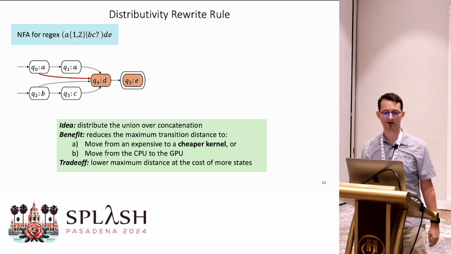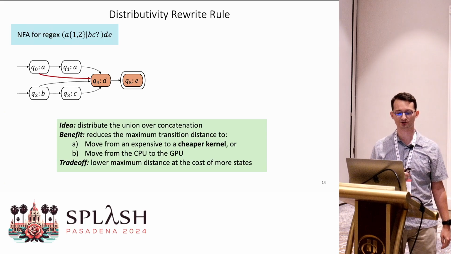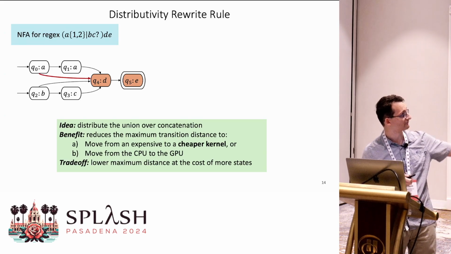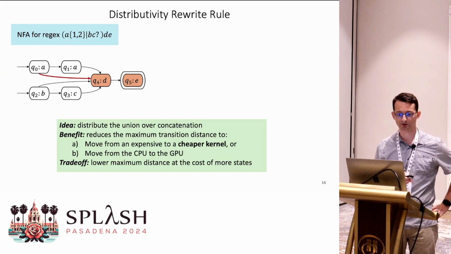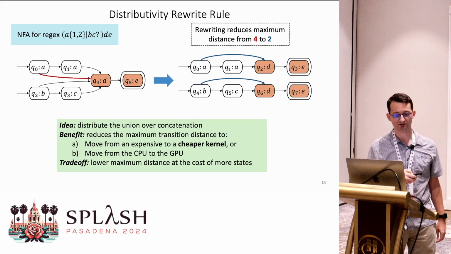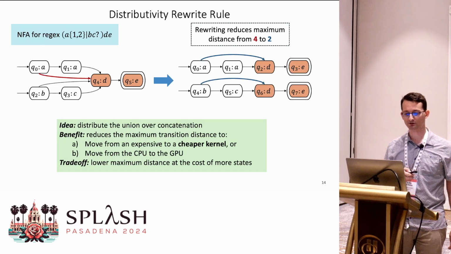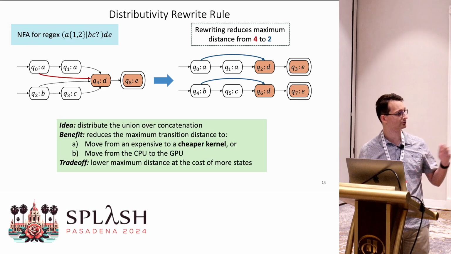Now let's talk a bit more about the rewrite rules that we use. The first one is called the distributivity rewrite rule. The main idea is to distribute the union over concatenation to reduce the maximum transition distance. Here we have this NFA, and as you can see, the transition with the longest distance is the one in red here, of distance 4, and we would like to reduce this. So we duplicate those orange states here and create 2 lines instead of this complex structure. By doing that, we're able to reduce the maximum transition distance from 4 to 2.